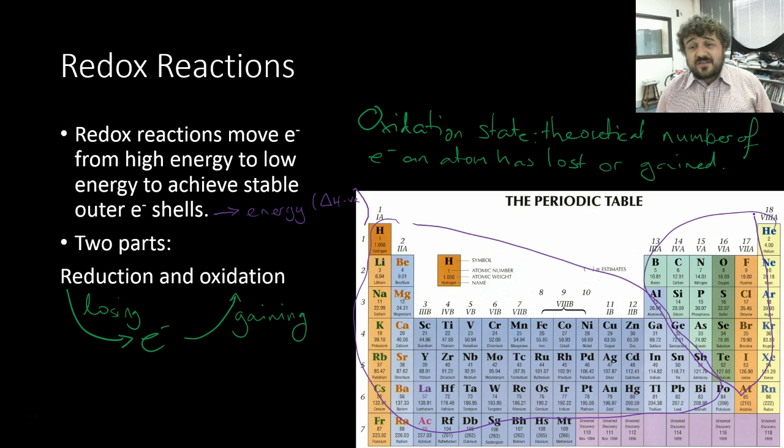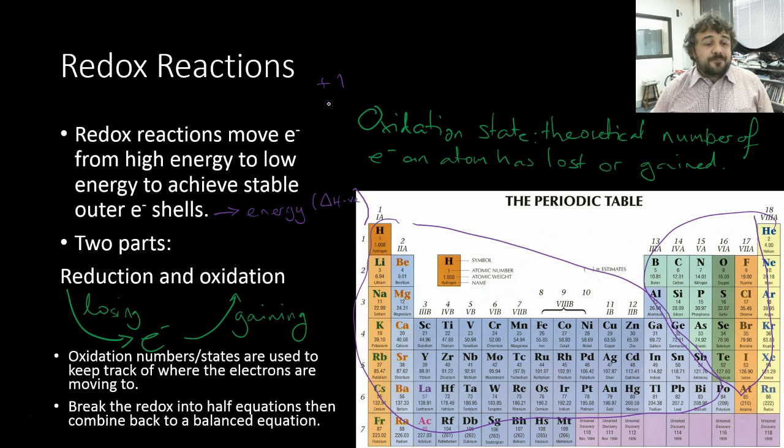Now, we need to know what the oxidation state is. The oxidation state, or the oxidation number, is the theoretical number of electrons that an atom has lost or gained. If an atom loses electrons, it has a positive number, because it has given an electron to the system. So it's +1, it's given one. Oxidation states help us keep track of where the electrons are moving to, and this allows us to essentially break the reaction in half and then put it all back together.